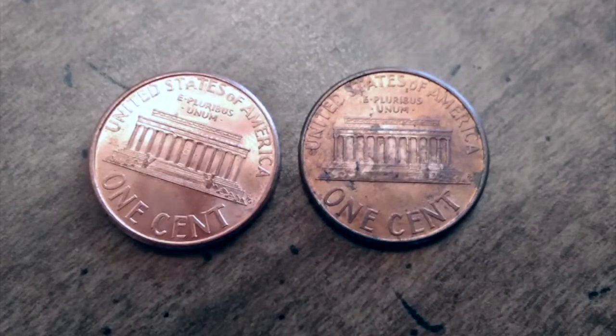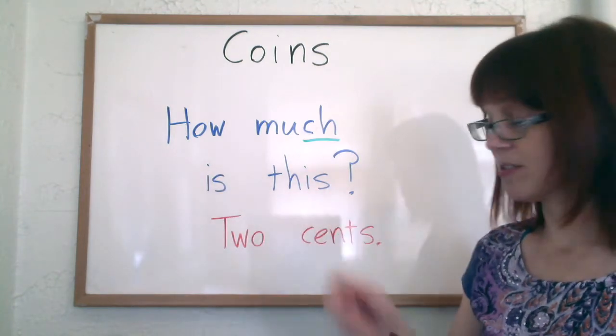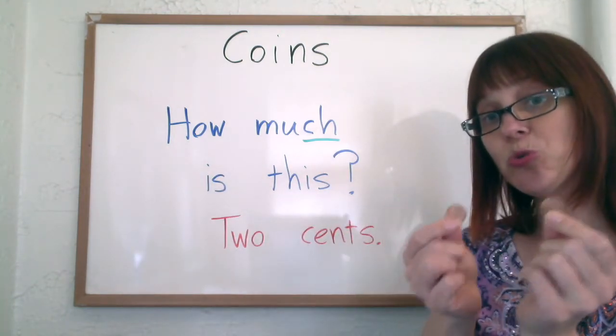How much is this? So I have a penny and a penny. 2 pennies. 2 cents. 1 plus 1 is 2. 2 cents. How much is this? 2 cents.